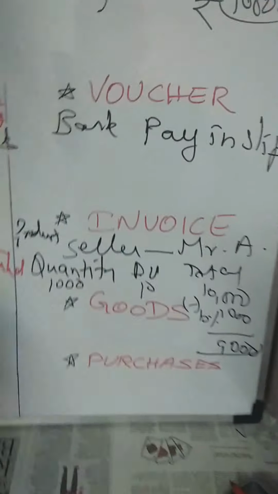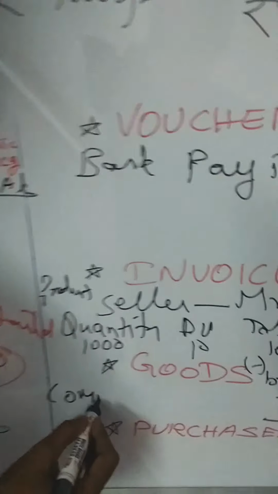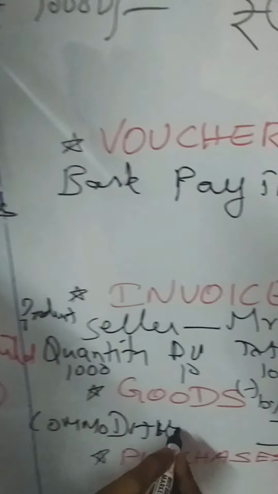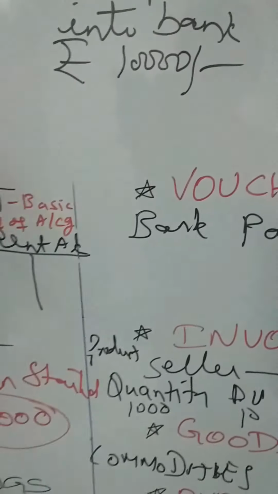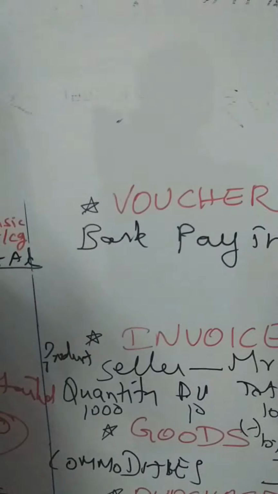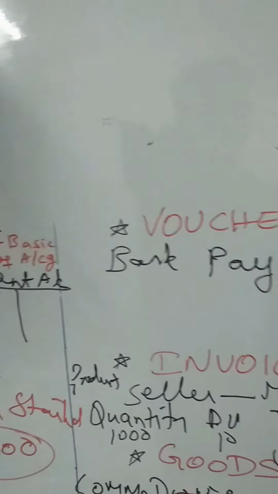Then next is goods. Goods in the sense the commodities, the products, the things, that is called goods. For example, Mr. A started a business and he is a furniture merchant. What are his goods? His goods will be the furniture.